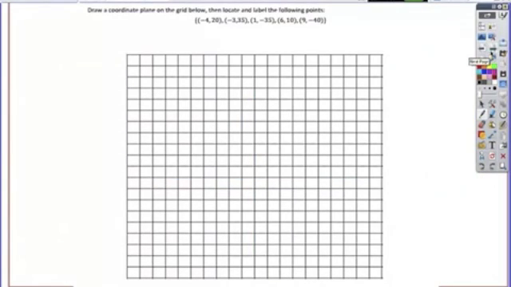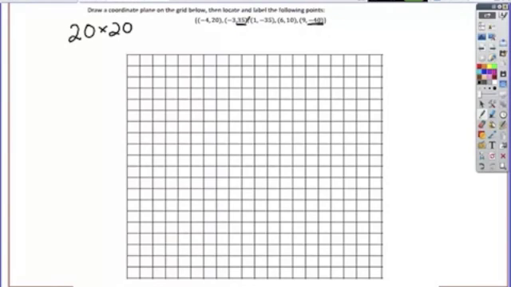All right, we're going to look at our next one. Our next one says, draw a coordinate plane on the grid below, then locate and label the following points. It's a 20 by 20 grid again, but I'll notice that I have much larger numbers now. So I need to figure out how can I include a number as small as negative 40, a number as large as 35. I'm going to count by 5s and see if that works.